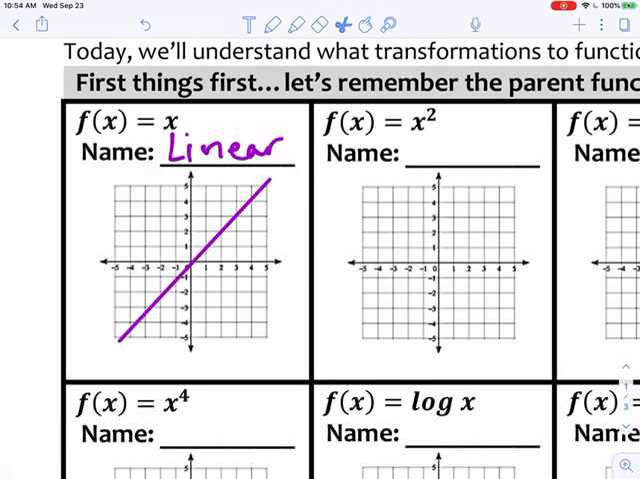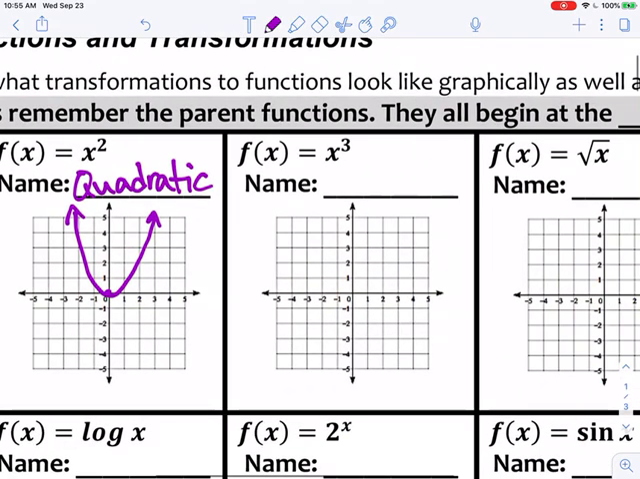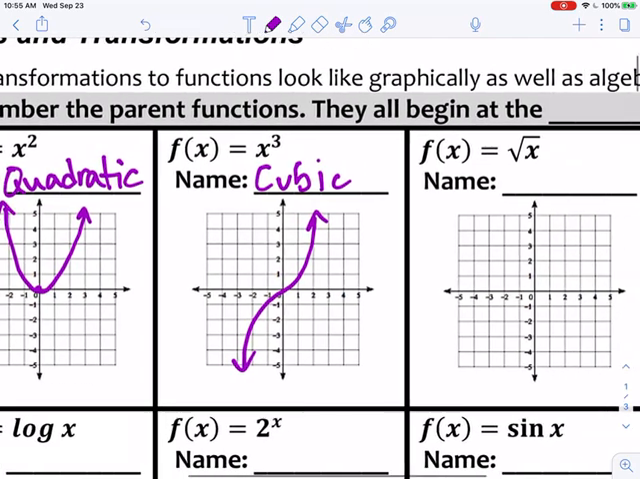Close. There we go. All right, the next one is going to be our quadratic. So that you can tell is a quadratic because it's x to the second power. And that's going to have a vertex down at 0, 0, and it's going to be this nice U shape. And as you can see, I'm a wonderful artist. All right, and x to the third is cubic. And that's going to look like this.